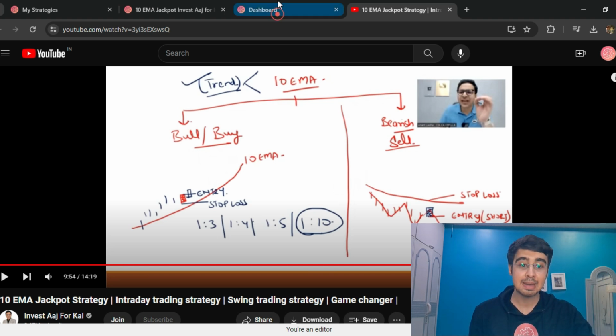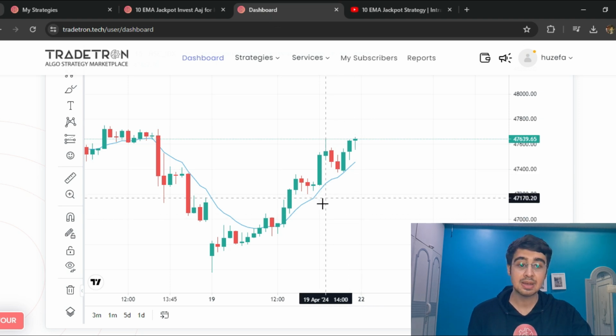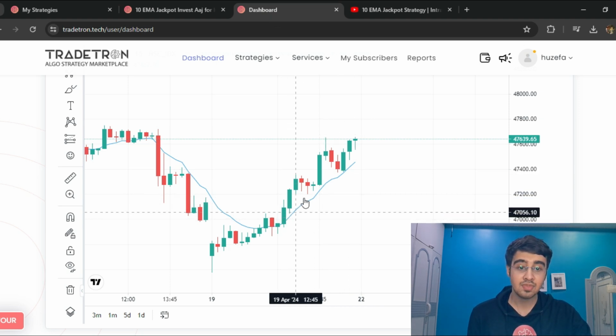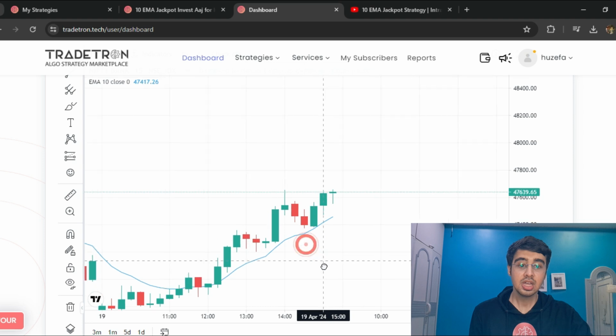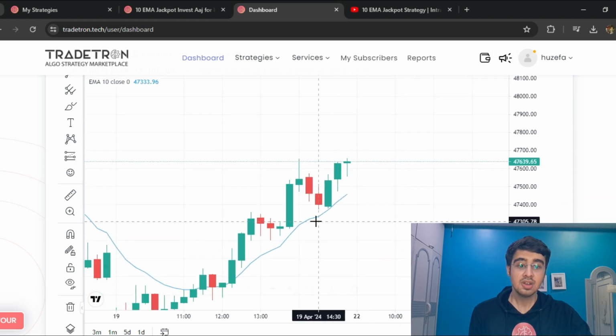Now just to give you an example, if let's say we are looking at some kind of a long setup. So this is basically the 10 EMA line, and the candle frequency that I have selected for Bank Nifty is basically 15 minutes out here. Now in here, if you see these candles out here, our first condition was to find a candle which is above the 10 EMA line. So if you see these candles, these are all above the 10 EMA line.